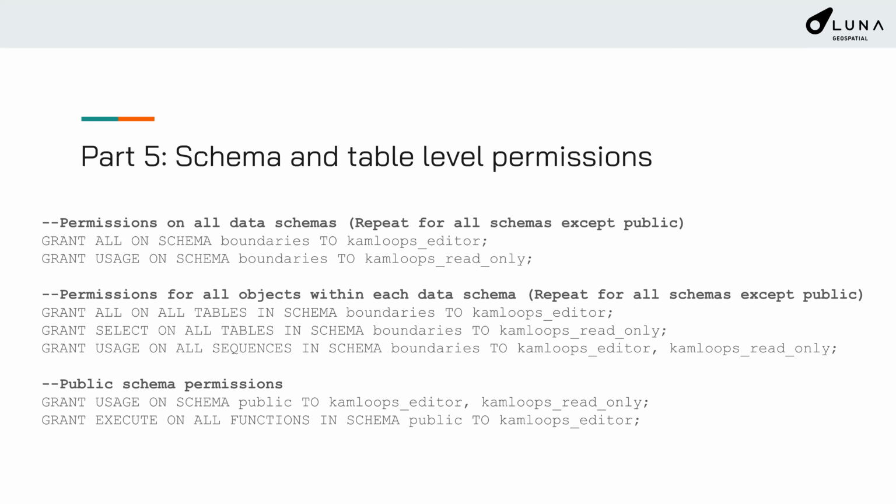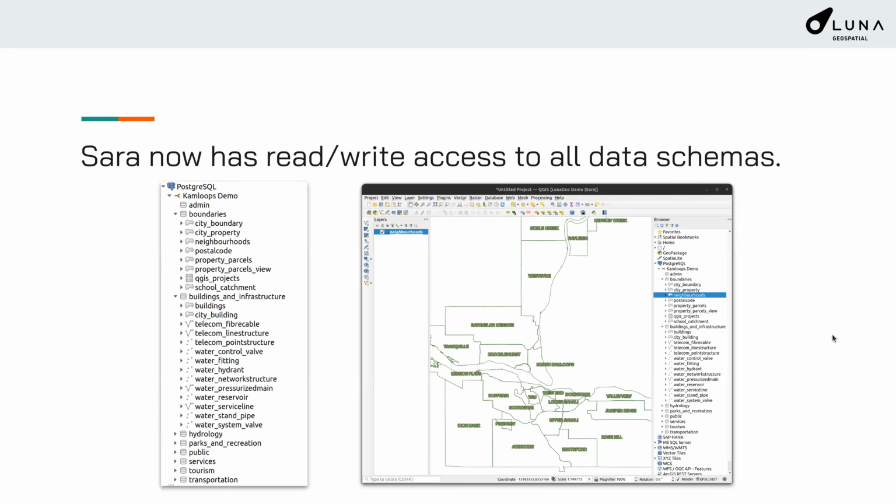So permissions, there's really 3 steps here. So permissions on all data schemas. We'll do this for every single schema. You can see here I did it for boundaries, but we do this typically for every single schema that's going to have data in it for the users. Permissions for all objects, we can simply do grant all on all tables and schema boundaries to Kamloops editor and so on. And then the public schema will have a different set where we're only granting usage on the schema and we're only granting execute. So once we do that, Sarah now has access to the schemas, and can see all the layers within each one of these schemas within QGIS.